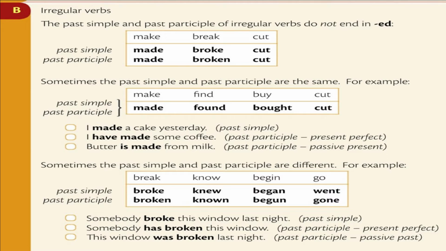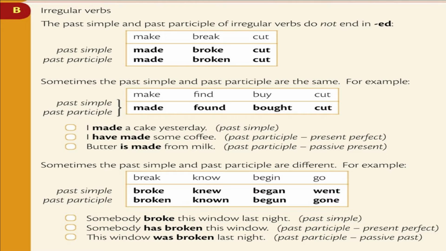Sometimes the past simple and past participle are the same. For example, make, made, made. Find, found, found. Buy, bought, bought. Cut, cut, cut. Some more examples. I made a cake yesterday. I have made some coffee. Butter is made from milk.